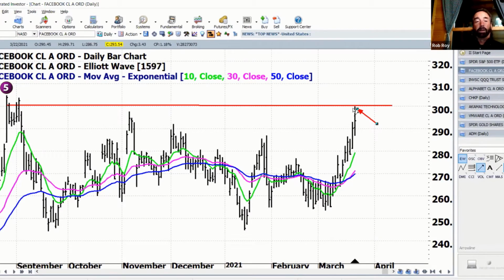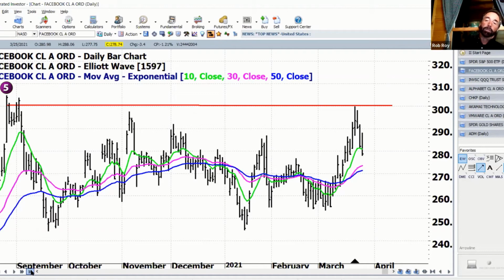We were hitting the target, which was around the previous wave 5. Also the round number of 300 just drew it right to it. We were overbought from the 10-day moving average. And here's where we are in Facebook now. It's been straight down since the day we exited the Facebook trade. So classic, I mean, we nailed that one. That was as good as it could get on our exit as far as moving down.